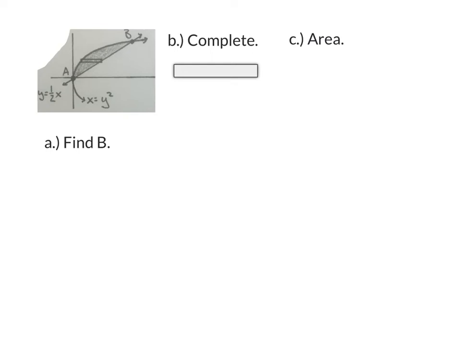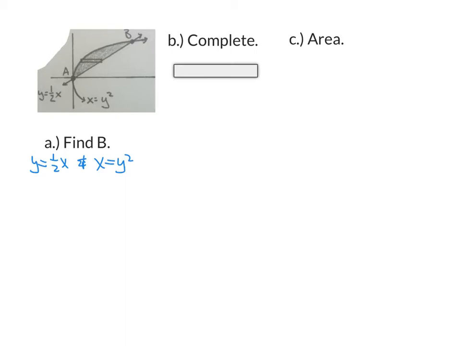Here we want to find the area in between these two graphs. First, we're asked to find that point of intersection B. Obviously, A is at the origin, but where is B at? In order to find this point of intersection, we need to solve the system for y equals 1/2 x and x equals y squared.